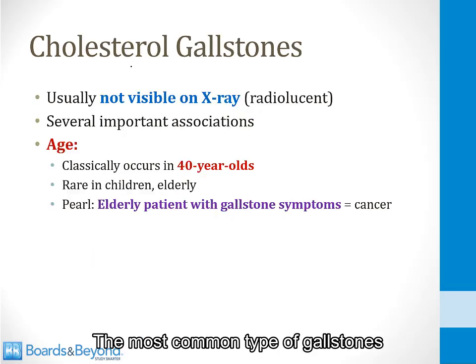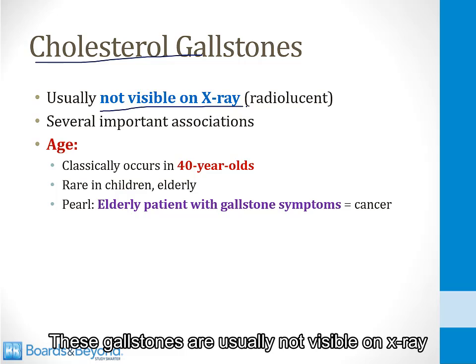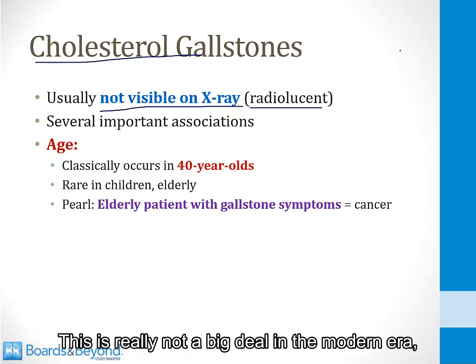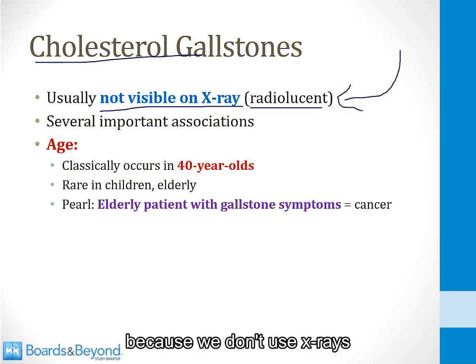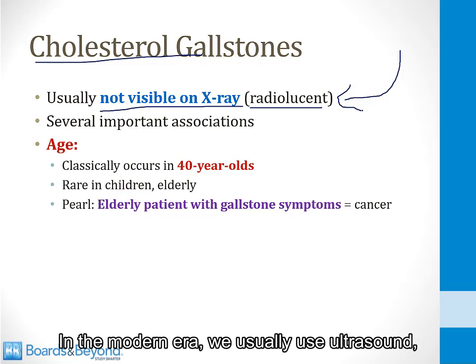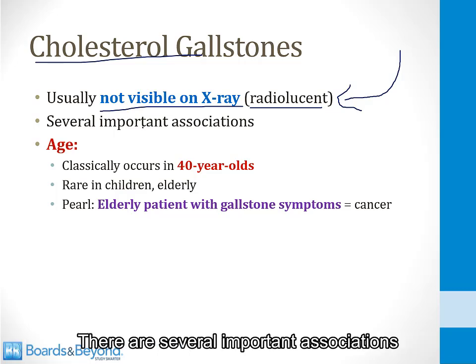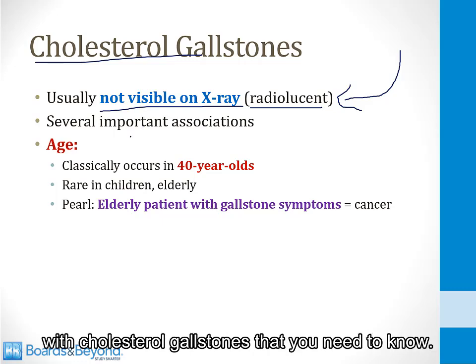The most common type of gallstones are gallstones made up of cholesterol. These gallstones are usually not visible on X-ray. They're called radiolucent. This is really not a big deal in the modern era because we don't use X-rays to diagnose gallstone disease anymore. In the modern era, we usually use ultrasound, and we'll see some pictures of that in the next few slides.